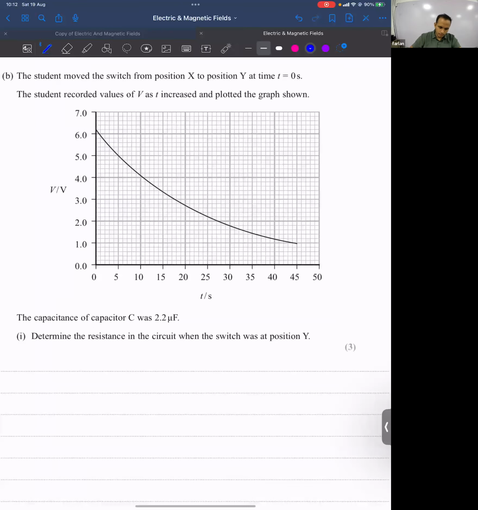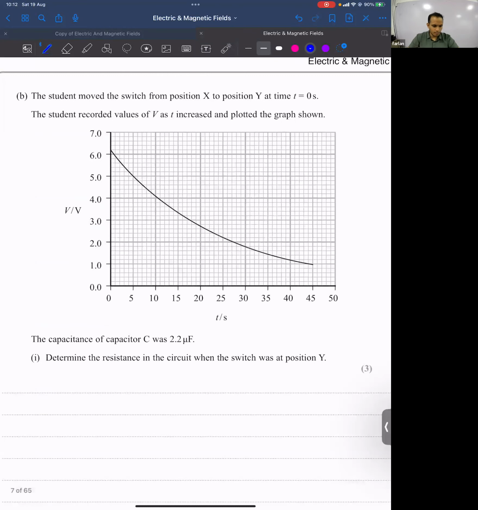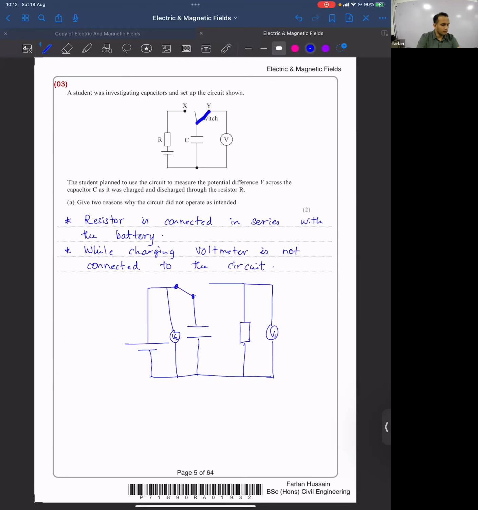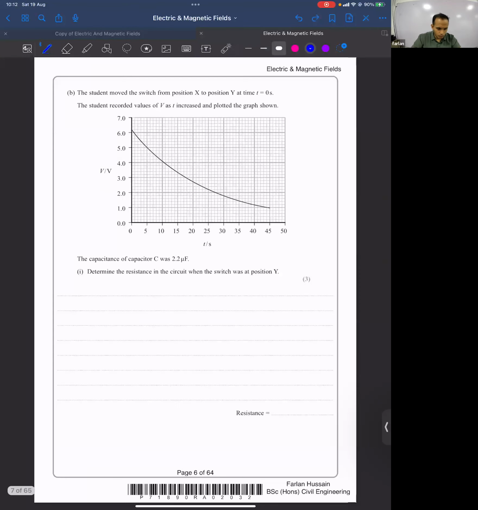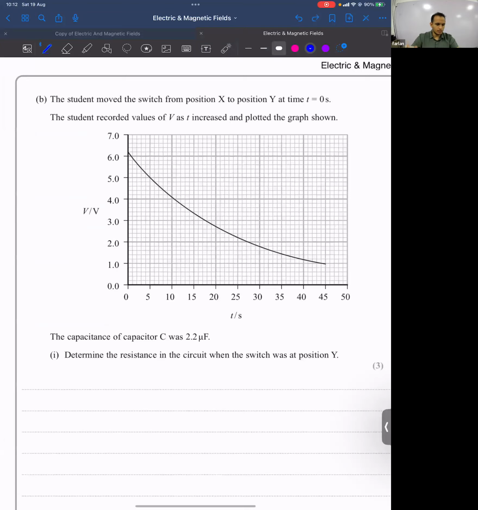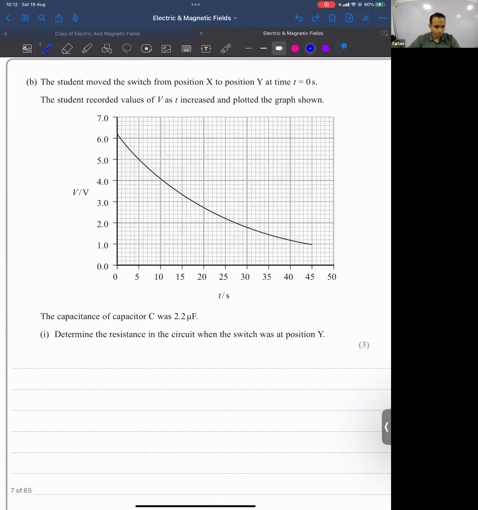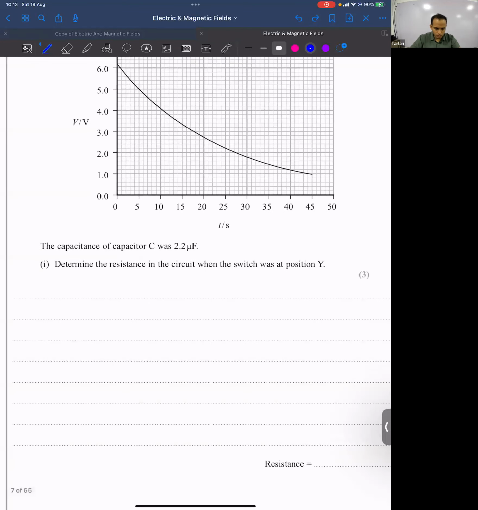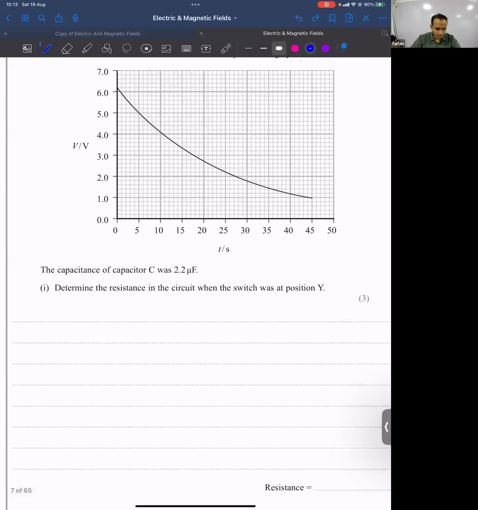Now, when the switch is put to Y, the discharging is happening. The student moved the switch from position X to Y. The student recorded the values of V as T increased and plotted the graph of V versus T. The capacitance of the capacitor is given as 2.2 microfarads. Determine the resistance in the circuit when the switch was at position Y.